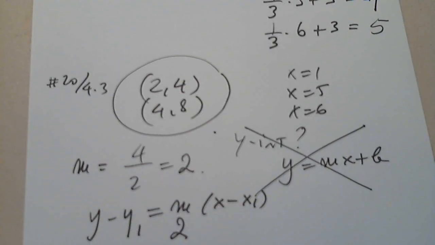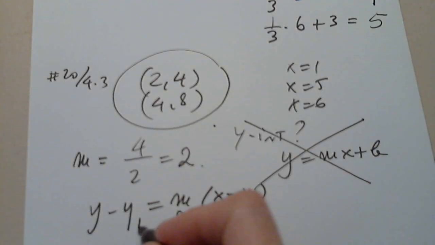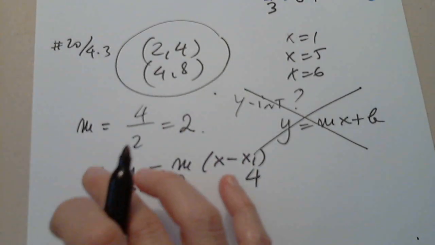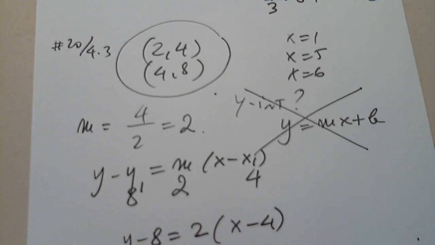Which point would you like to plug in? 2, 4 or 4, 8? It does not matter. 8 and 4? 8 and 4. You mean 4 and 8. Yeah, 4 and 8. Excellent. Perfect. y minus 8 equals 2 times x minus 4.